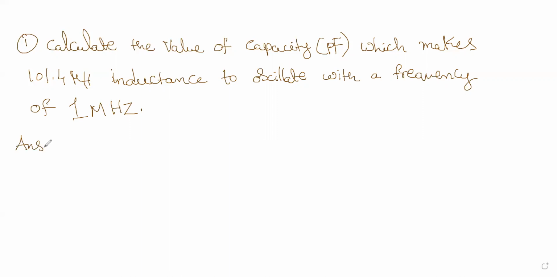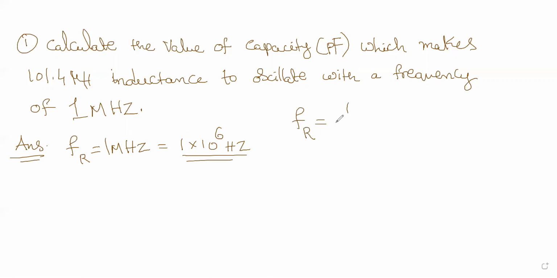So what are the things they have given? Please see that the resonance frequency they have given is 1 megahertz. Mega means 10 power 6. So it's 1 into 10 power 6 hertz. So this is what they have given. What do you do? You know, the resonance frequency is given by 1 by 2 pi square root of LC.